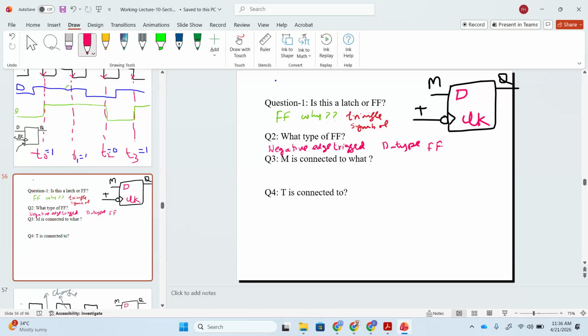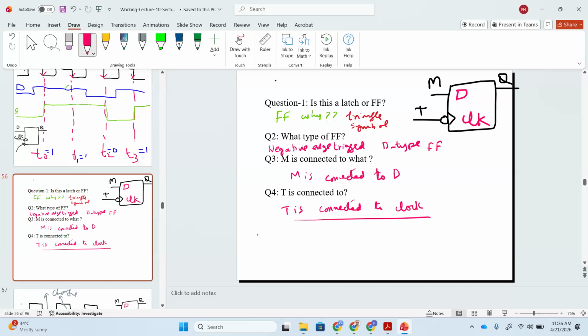Now, what is M connected to? M is connected to what? D. Yes, M is connected to D. And T is connected to what? The clock. Yes, T is connected to the clock. Any question? Is it clear or not clear?